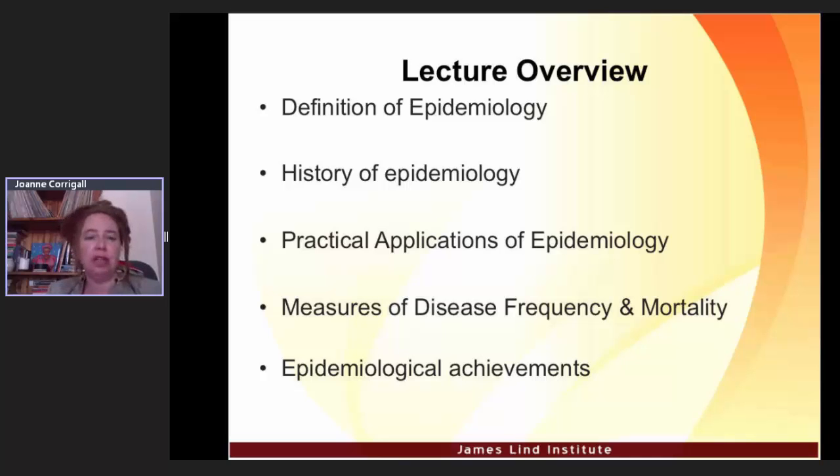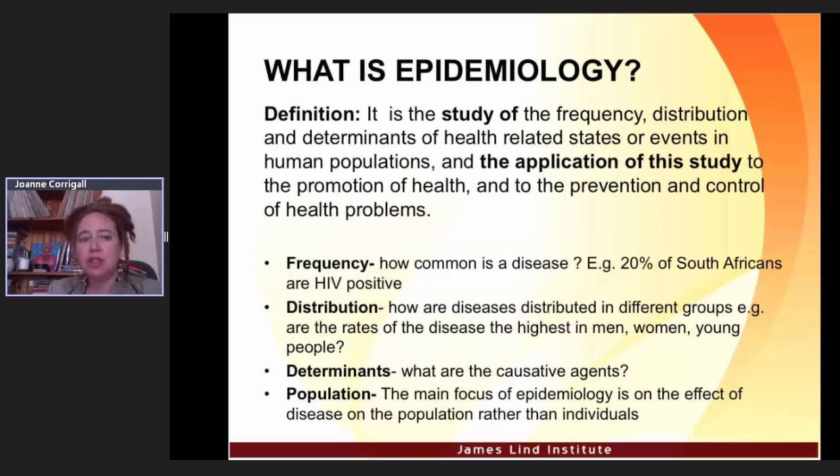So what is epidemiology? It's the study of the frequency, distribution, and determinants of health-related states or events in human populations, and the application of the study to the promotion of health and to the prevention and control of health problems. So let's have a look at some of those words. The frequency refers to how common the disease is. So, for example, 20% of South Africans are HIV positive. That kind of information, obviously, one needs to know when planning how many antiretrovirals to buy, and what sort of numbers of nurses and clinics one needs to address this epidemic.